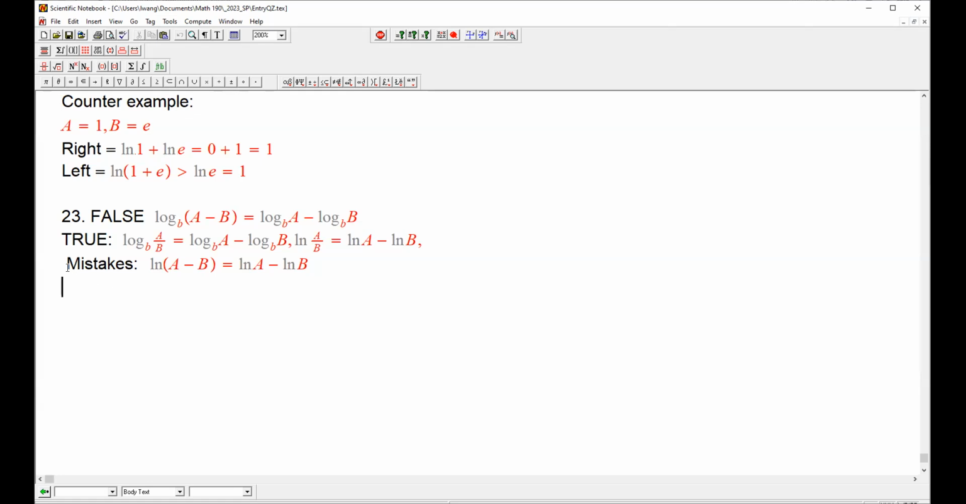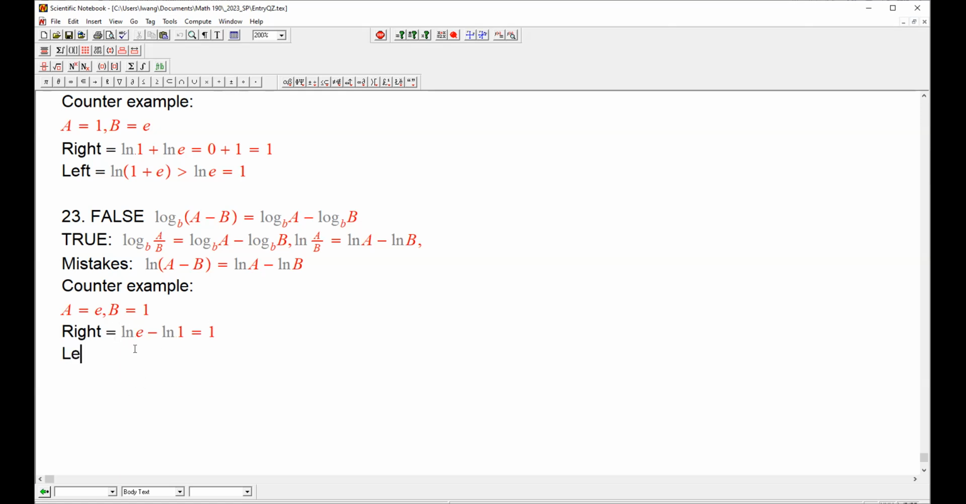All right, so let's get another counterexample in this case. You can come up with your own counterexample, really. I'm going to use a equals e, because we have to make sure it's in the domain, and b equals 1. So the right-hand side is ln e minus ln 1, which equals 1, right?